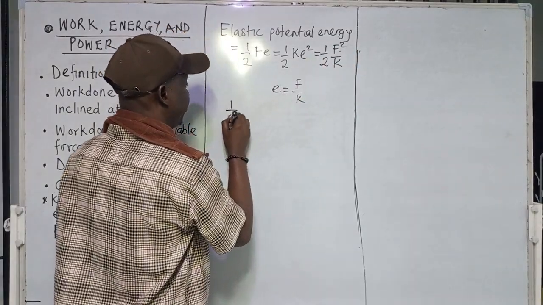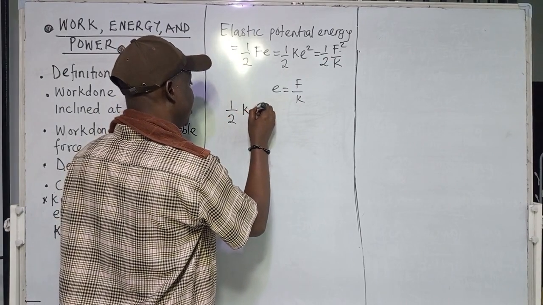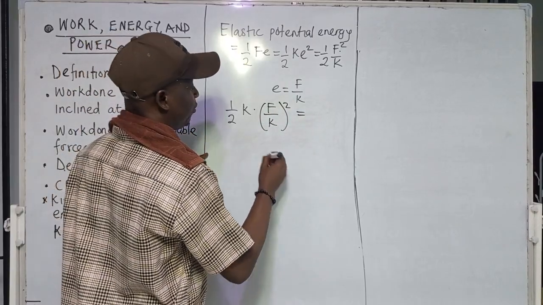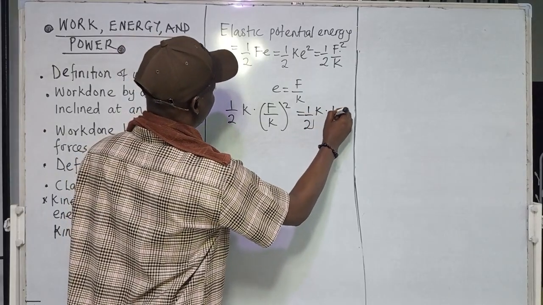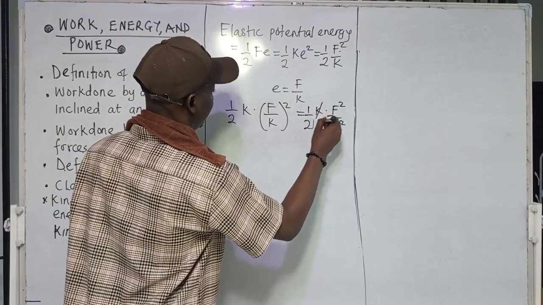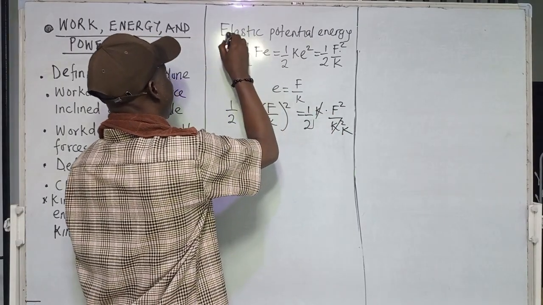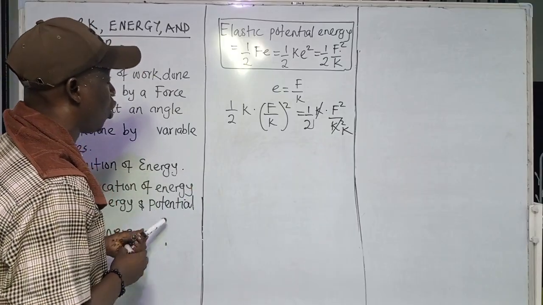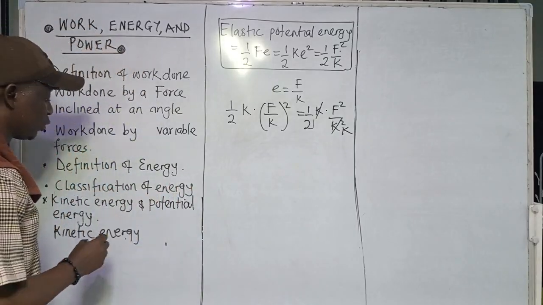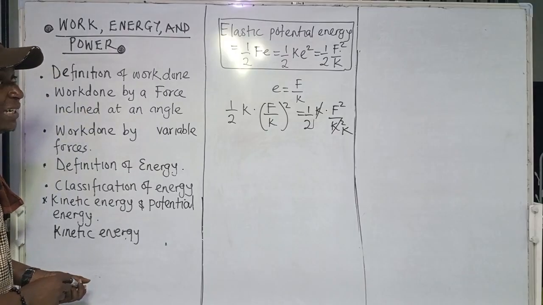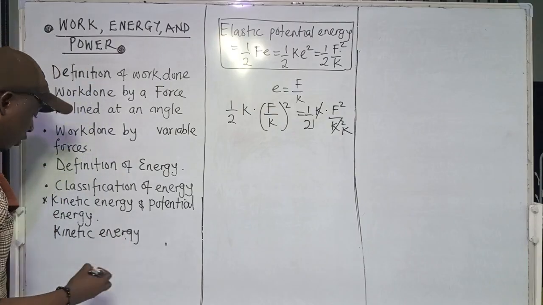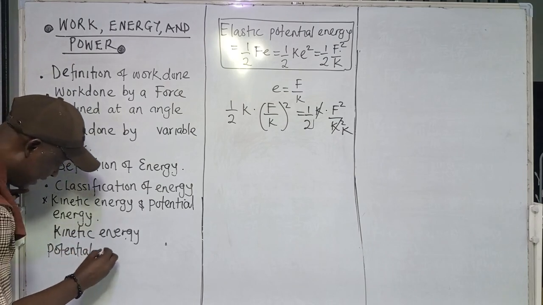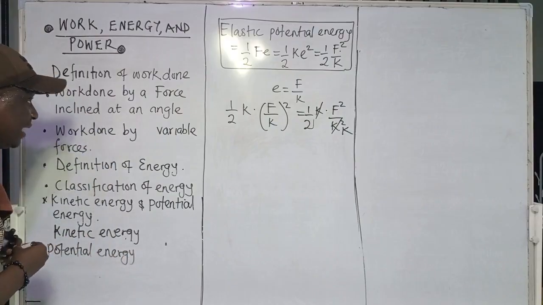Let's substitute: half K times (F over K) all squared. So I have half K times F squared over K squared. This one cancels. So these are the three formulas for elastic potential energy. The next one is potential energy. But don't forget, potential energy is energy possessed by a body due to its position. Potential energy, I believe you still remember that. Energy possessed.